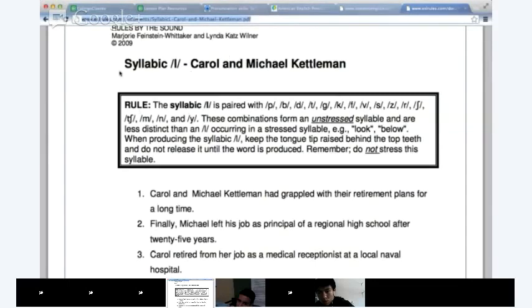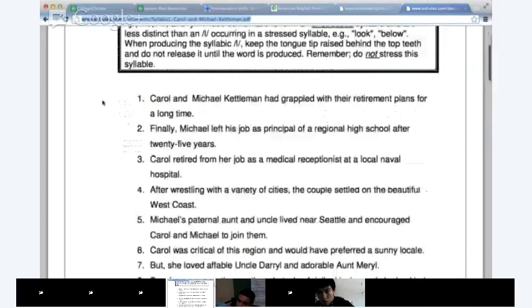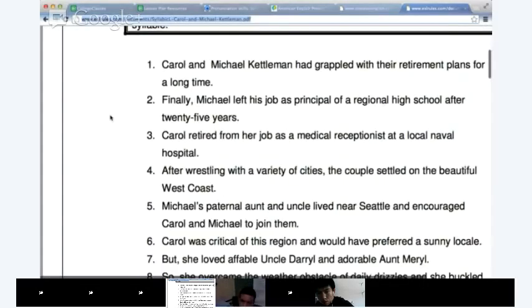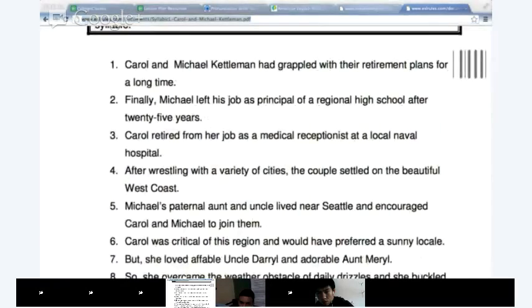So everybody, feel free to open up the link in your browser, okay? But I also want you to join along as well, all right? So, okay, good. There are going to be words in here that help to stress this. You can see the sentences, for instance, Carol and Michael Kettleman had grappled with their retirement plans for a long time. So the point of this is to stress this sound that we have, okay? So let's go ahead and join along. Let's pronounce these together, all right? Let's go to the next one.